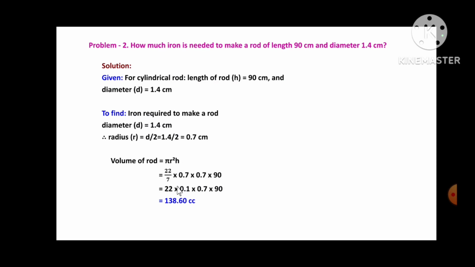After simplification, we are getting 22 into 0.1, 7 and 0.7. Division is possible. So 22 into 0.1 into 0.7 into 90, and the product of this is 138.60 cc. So friends, you'll get that 138.60 cc of iron is required to make that rod. So we'll start with the next problem.